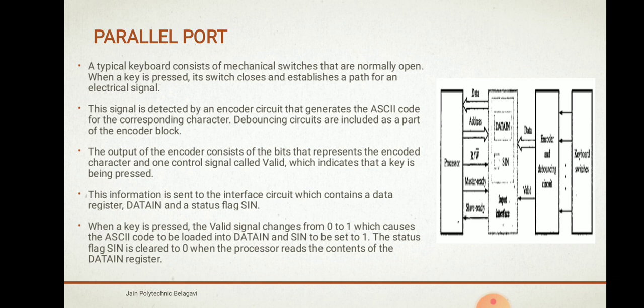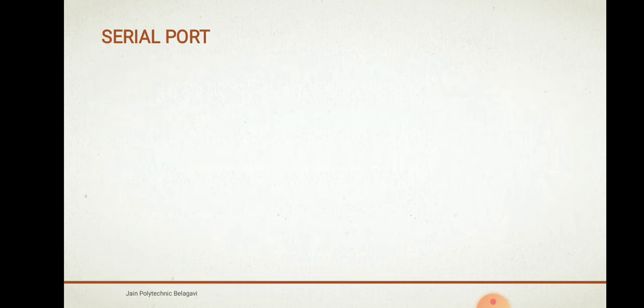Again the process repeats. If you press another key, the valid signal changes from 0 to 1. Again the generated ASCII code character will be loaded into the data in, and SIN will be set to 1. Now when the processor reads the data, the flag SIN will be cleared to 0, which means the contents have been read. The interface circuit is connected to an asynchronous bus. The third control line distinguishes read and write transfer. As you can see here, the third line indicates whether it is a read or write operation.